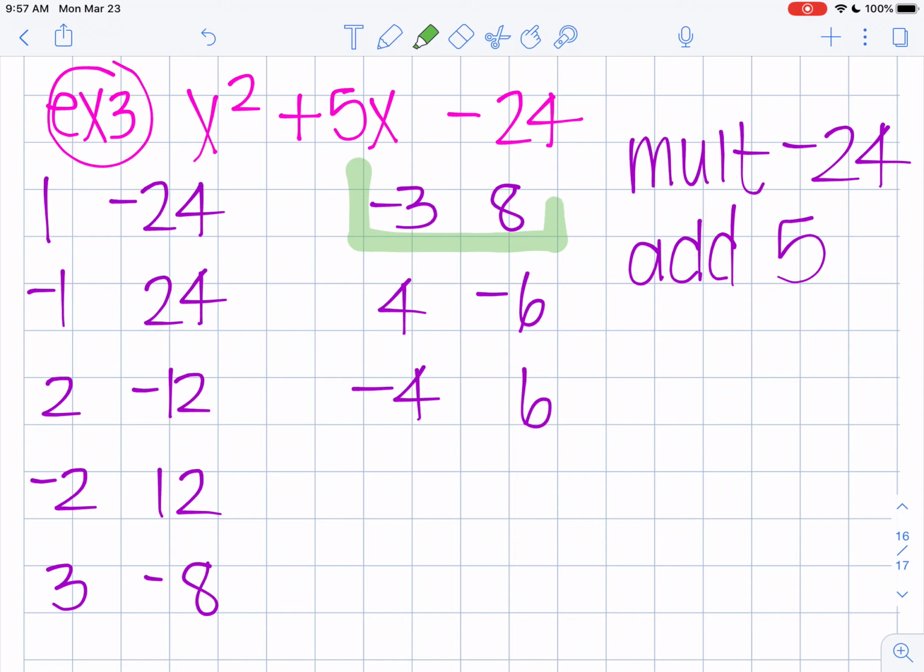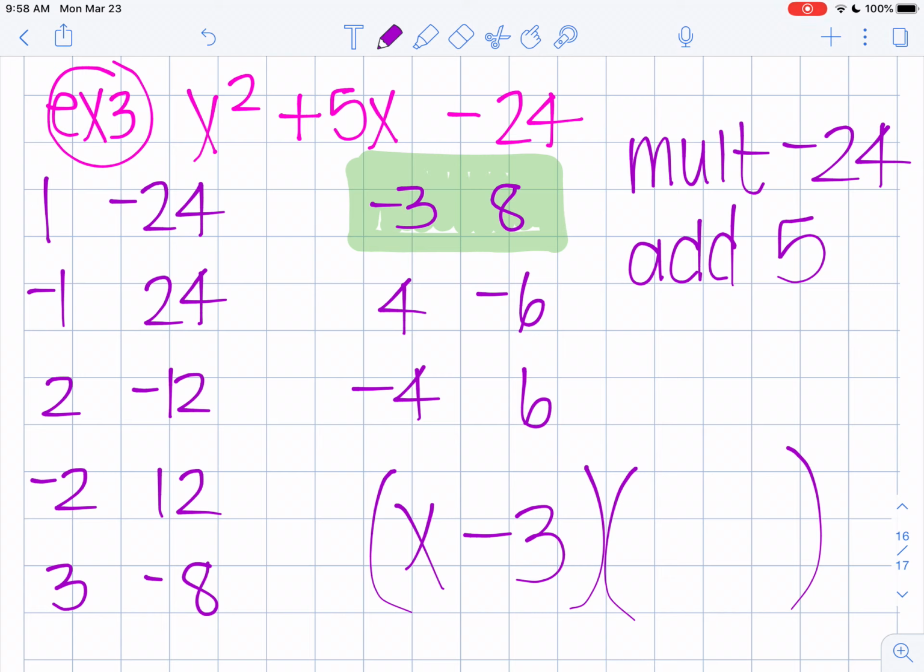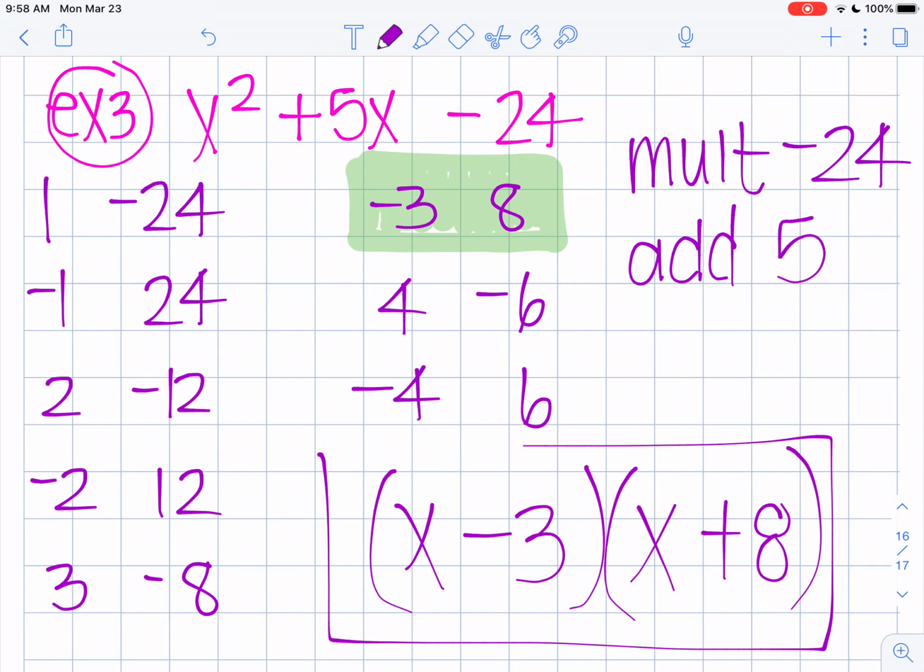If you chose negative 3 and positive 8, you are correct. So when you write out your factors, we have x minus 3 because it's a negative 3, and x plus 8 because it's a positive 8. This is my final answer. Good job.